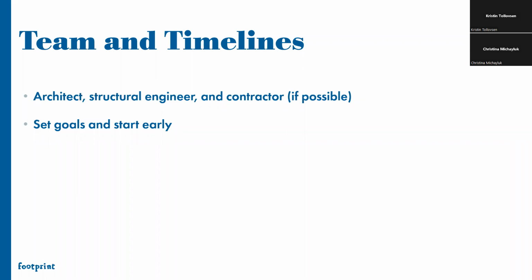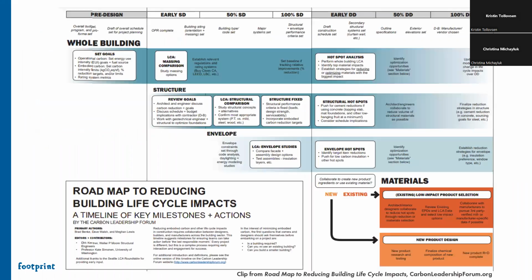I didn't want to provide a large slide like this. So really, this is a clip from a really important document that is located on the Carbon Leadership Forum website called Roadmap to Reducing Building Lifecycle Impacts. It's a 2-pager that gives a good recommendation on when you should be looking at certain things. There's a lot of detail here, and if I tried to go over everything, it would take me a really long time. So I highly recommend people take a look at this through the Carbon Leadership Forum website.